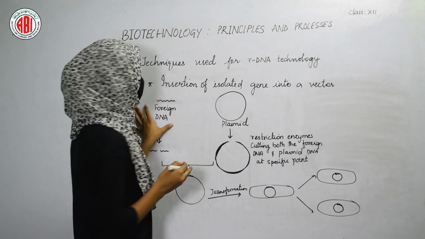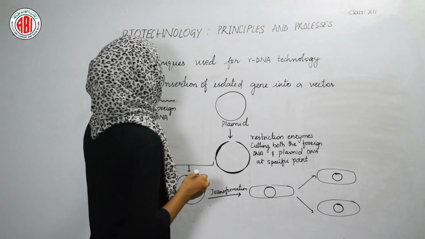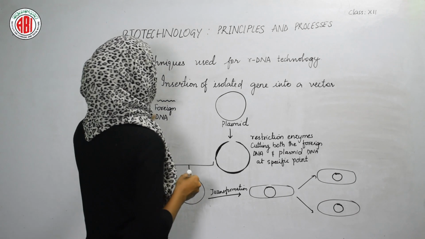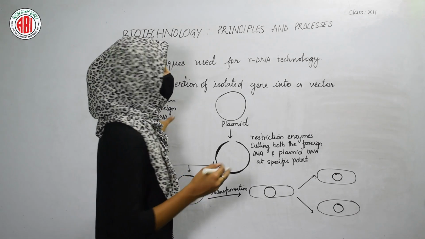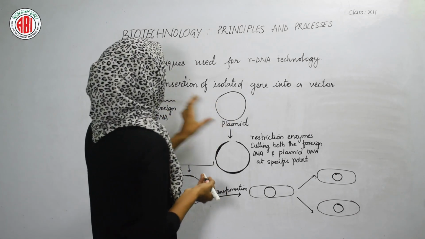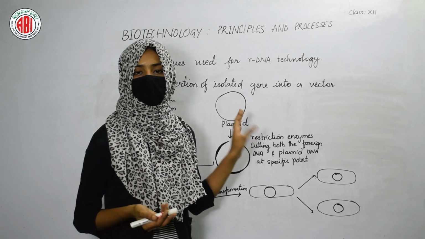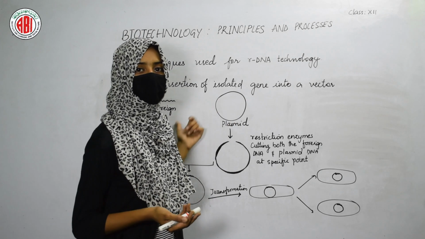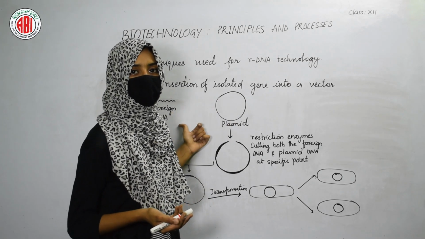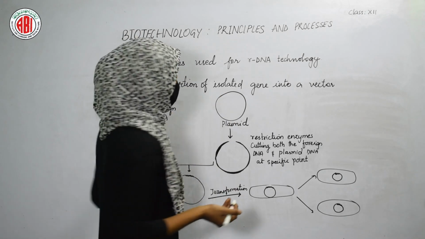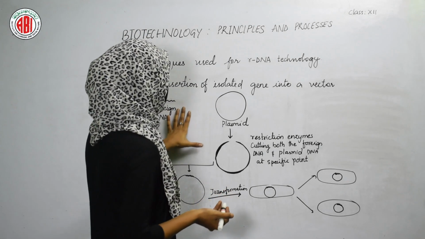This is a foreign DNA that has been isolated and separated. This foreign DNA is a gene of interest, or a desired gene that we require. This is a plasmid that acts as a vector. Vector is nothing but a gene carrier. So it carries this desired gene or the foreign gene into the host. So what happens? Let us see.